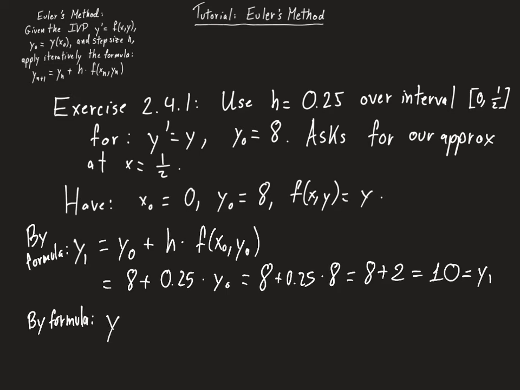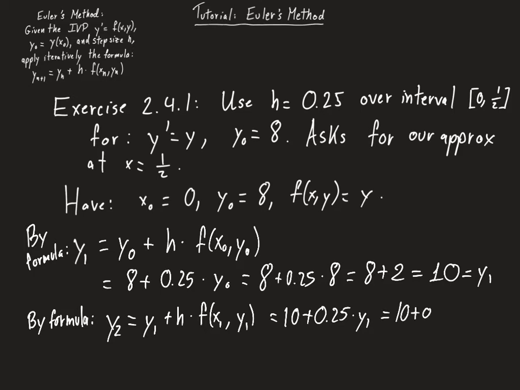Actually, in this case I'm going to rewrite everything. y2 is going to be equal to y1 plus h times f of x1 comma y1. As you can see, all of our subscripts are incrementing at every step. And this is going to be equal to, well, y1 is 10, h is, as always, a quarter, and f of x1, y1 is just equal to y1 in this case.